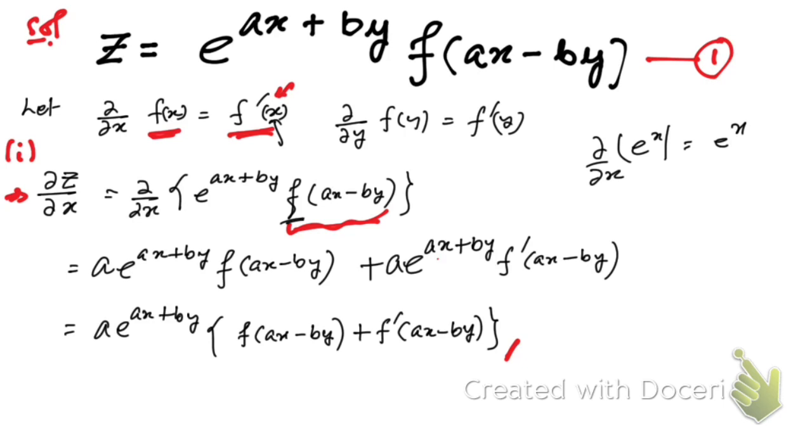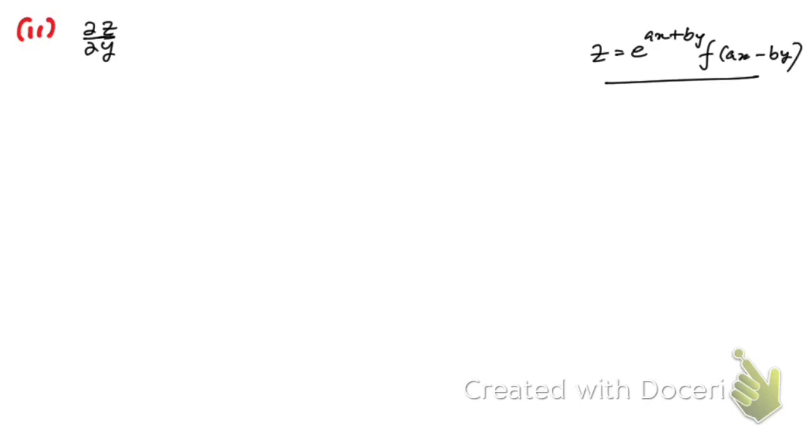Now let me find del z by del y. Let me go to the next slide. Here you see number 2. Let's find del z by del y, and z is nothing but e to the power ax plus by into f of ax minus by. This is given, which is equation number 1 we had taken.